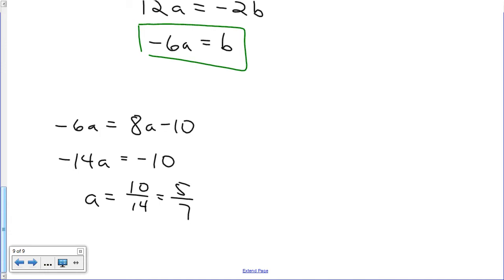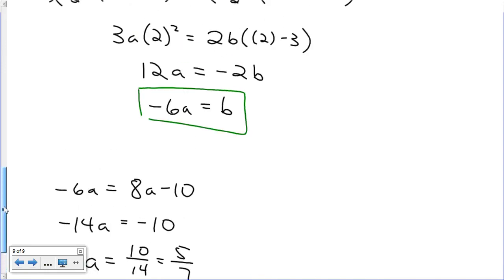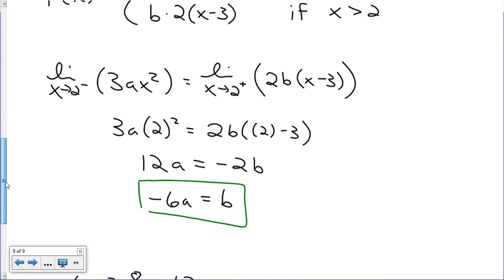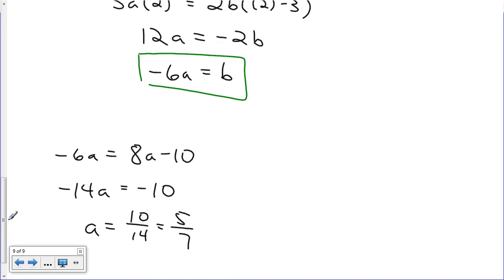And once I have a, I can go back to either one of those 2 equations to solve for b. I can either plug a in here, the 8a minus 10, and find b, or I can plug it into this one here, the negative 6a is equal to b. It doesn't matter which one, but I'm going to pick the easier one to do, which is the second one, I guess. So it's a negative 6a, which means that b is equal to negative 6 times a, which we found out was 5/7.